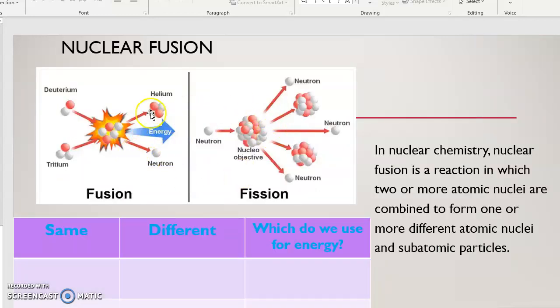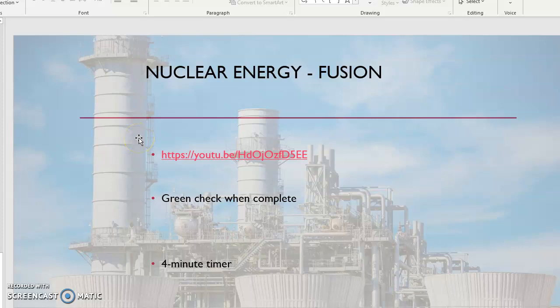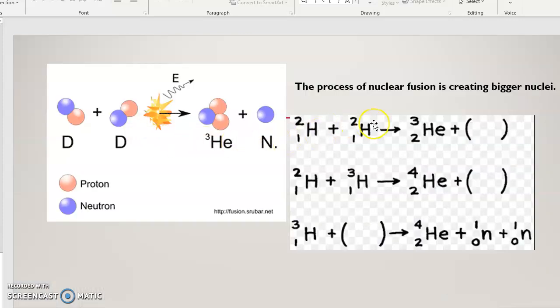And nuclear fusion is completely different. Fusion is when we take 2 smaller nuclei and put them together to make a bigger one, okay? And fission is the opposite. We're breaking something apart. Again, those videos are there. Be familiar with the idea that when we're talking about fusion, you're going to have neutrons as products.